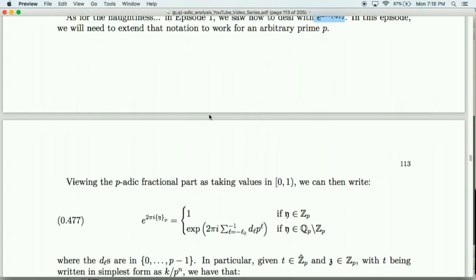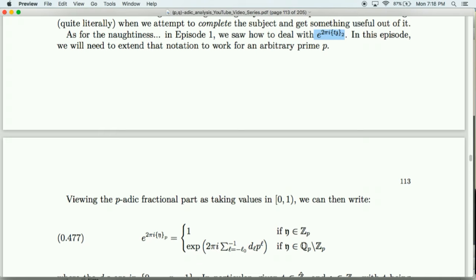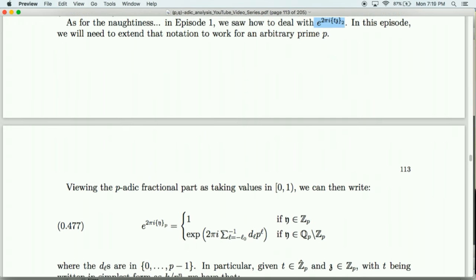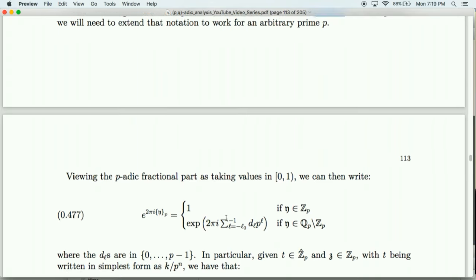So just to review the way this works, the p-adic fractional part is a map which accepts a p-adic rational number and outputs a fraction, which we're going to view in the unit interval. And remember, a p-adic rational number is a Laurent series in the variable p, where the coefficients are integers in the set 0, 1, ..., p minus 1. So in general, given a p-adic rational number y, e to the 2 pi I times the fractional part of y is going to be 1 if y is a p-adic integer, and it's going to be the singular part of the Laurent series if y is not a p-adic integer. That is, the fractional part operator kills all non-negative integer powers of p, and only the negative integer powers of p survive.